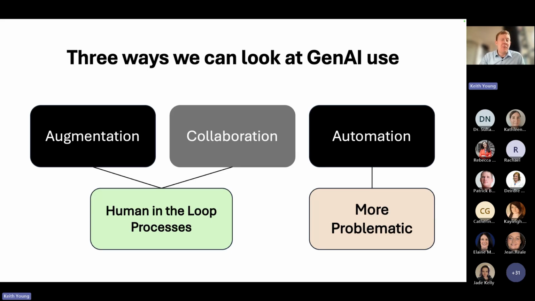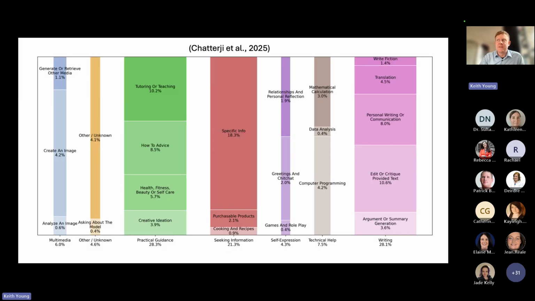And when we think about how people are actually using these models, a lot of companies have recently released statistics on how they are actually being used. And so this paper from Jatari et al. highlights ChatGPT's usage, and you can see at the bottom, like 8.3% of people are using it for practical guidance, and that includes 10% for tutoring or teaching. 21% are using it for seeking information, 28% are using it for writing, and there's a whole bunch of other tasks that are contained within there as well.